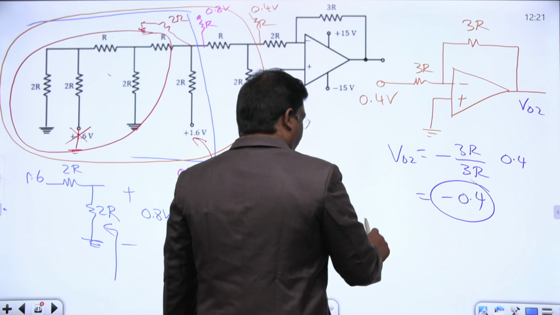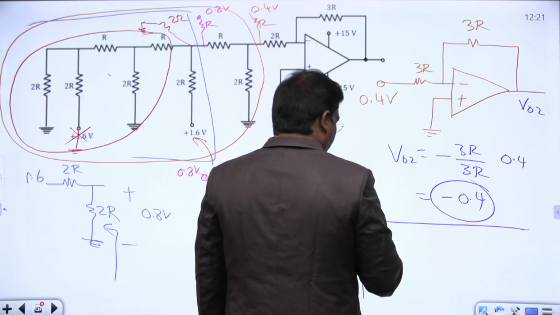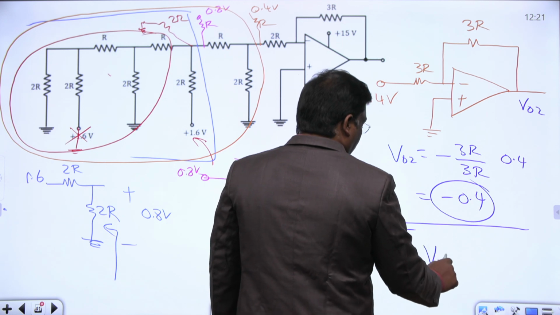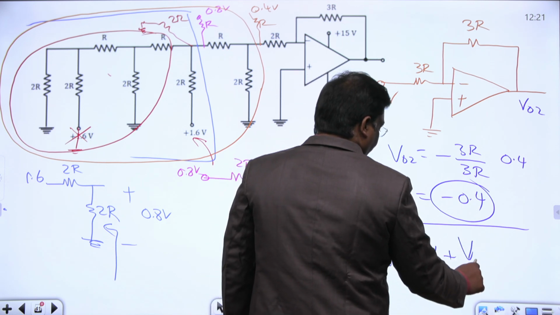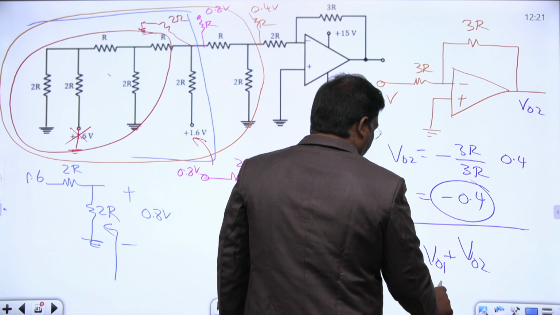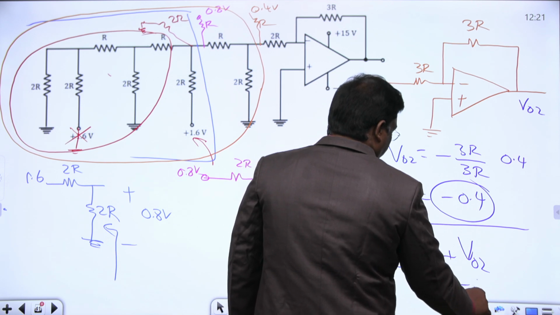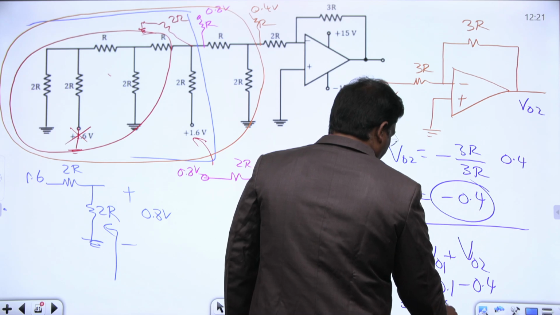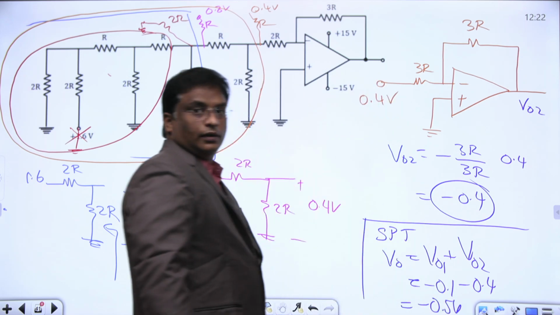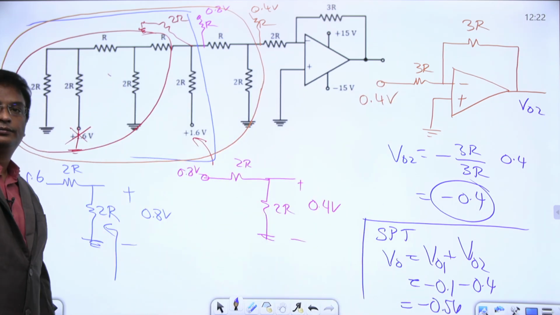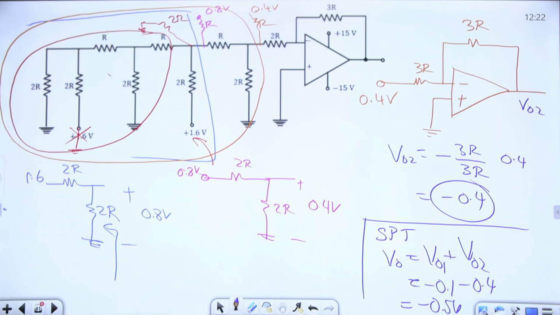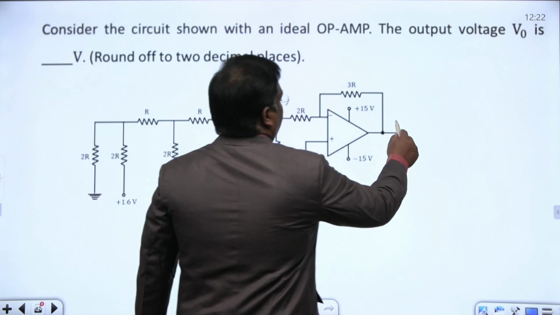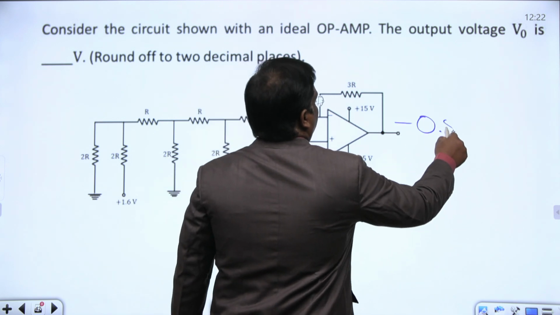Then according to SPT, the superposition theorem, the total response V0 equals V01 plus V02. This is minus 0.1 minus 0.4. Answer: minus 0.5 volts is the right answer according to the superposition theorem. Therefore, the answer for this question is nothing but minus 0.5 volts.